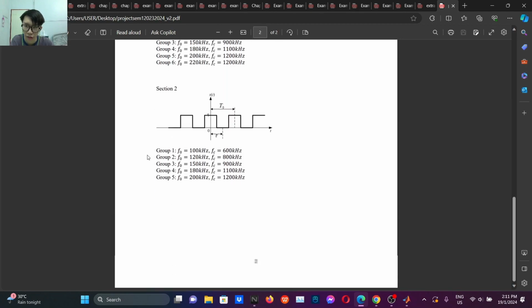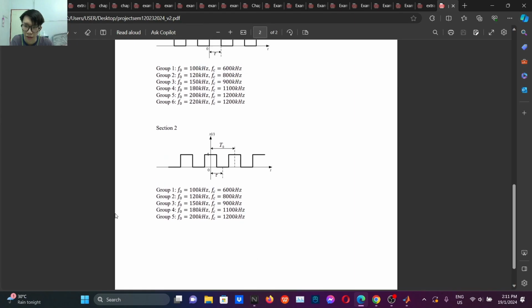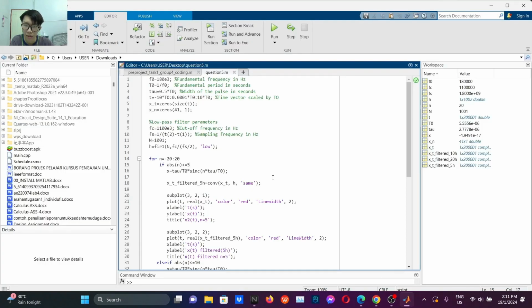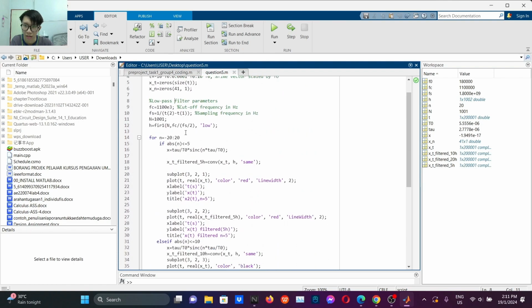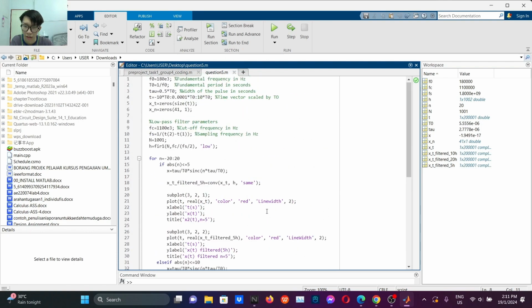So we are good for session 2. The fundamental frequency given is 110 kilohertz and the cutoff frequency is 1100 kilohertz. And this is the method coding for question number 5. These are the fundamental frequency, cutoff frequency, and these are the low pass filter coding.